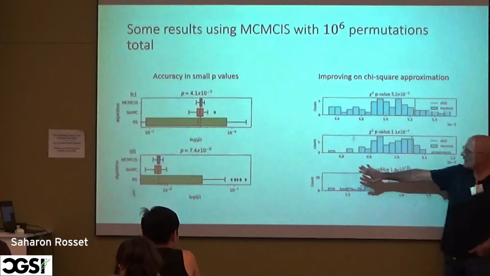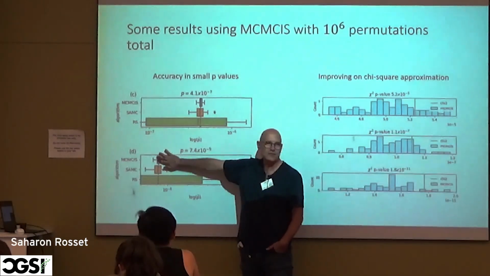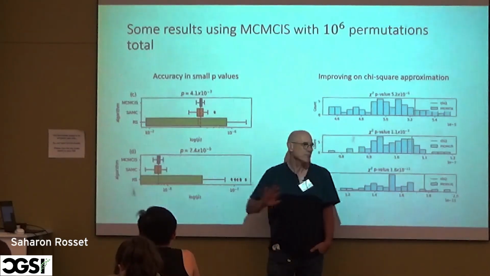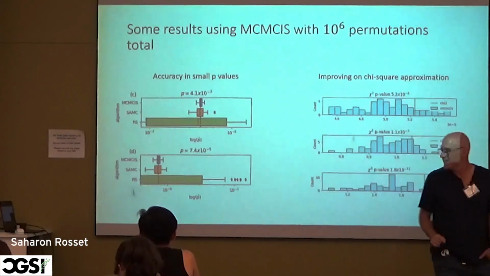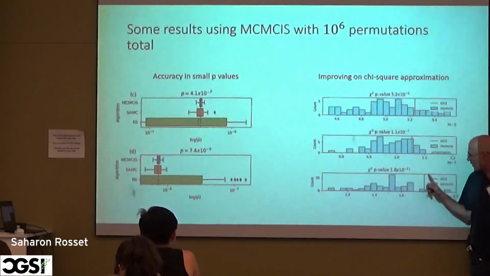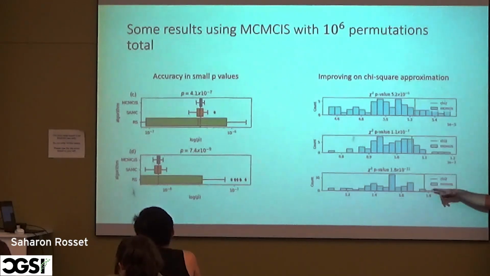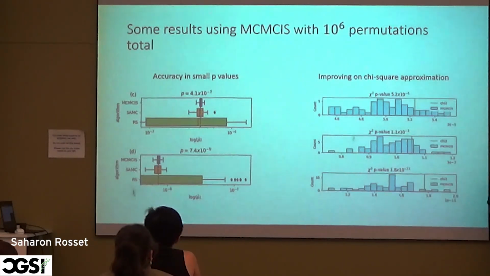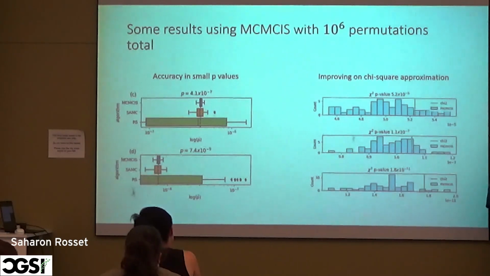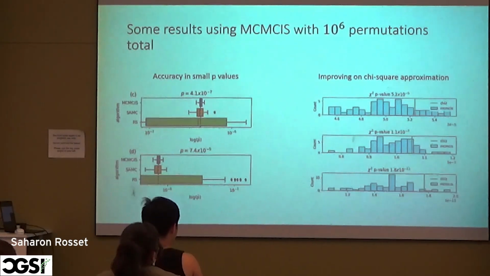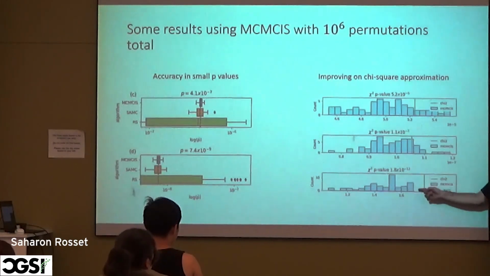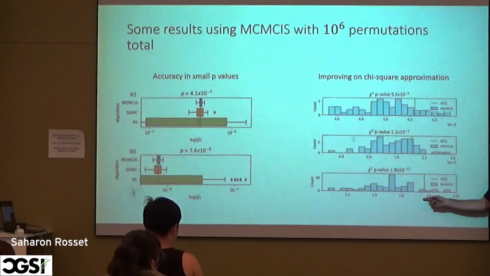But once we believe that MCMCIS gives unbiased estimates, as it should, the interesting thing is that this histogram is not centered on the chi-square p-value. And in all cases, the histograms are centered on lower values than the chi-square estimates. And that's nice if it's a general phenomenon, which is to be determined, because if the chi-square p-values are conservative, we should all care about it, right?